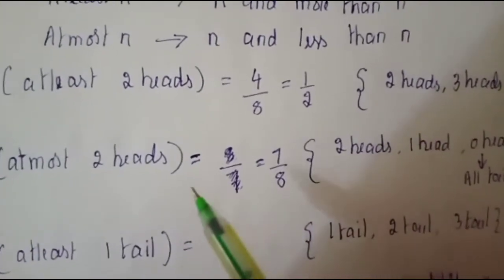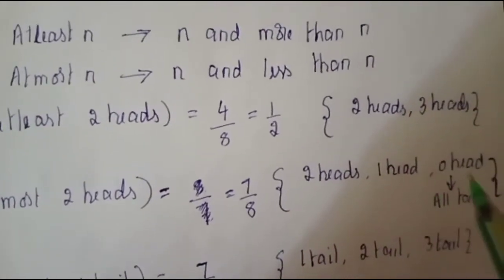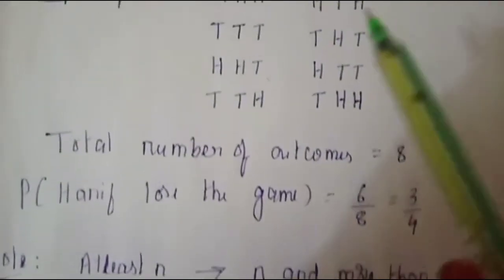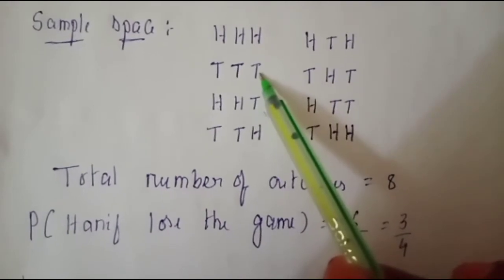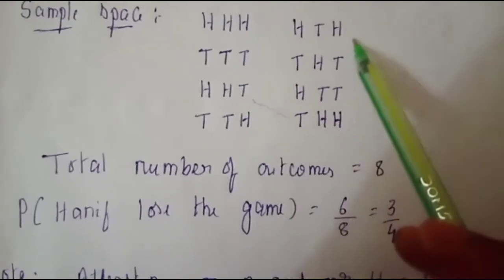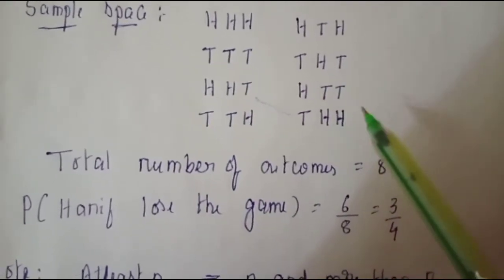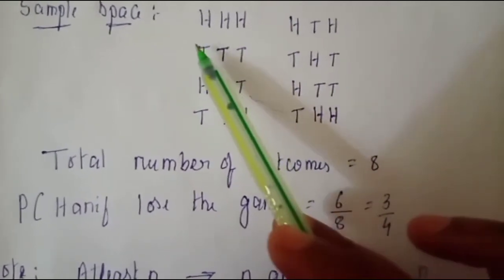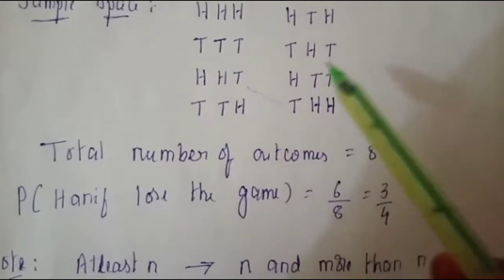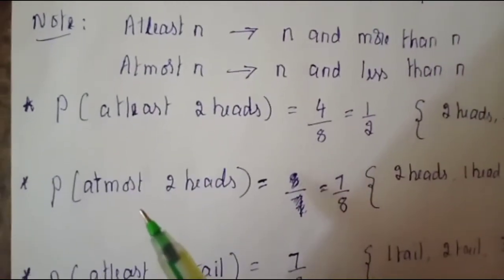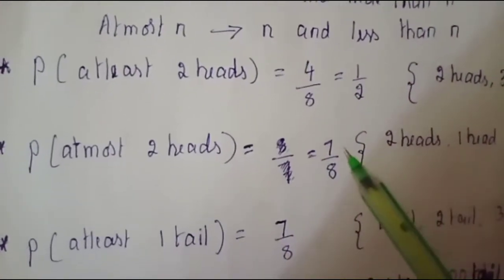So let me count now. 2 heads, 1 head and all tails. So this cannot be counted. All tails, this is counted. 2 heads, 1 head, 2 heads, 1 head, 1 head and 2 heads. So leaving all heads, we are counting 7. That is, total probability of at most 2 heads is 7 by 8.